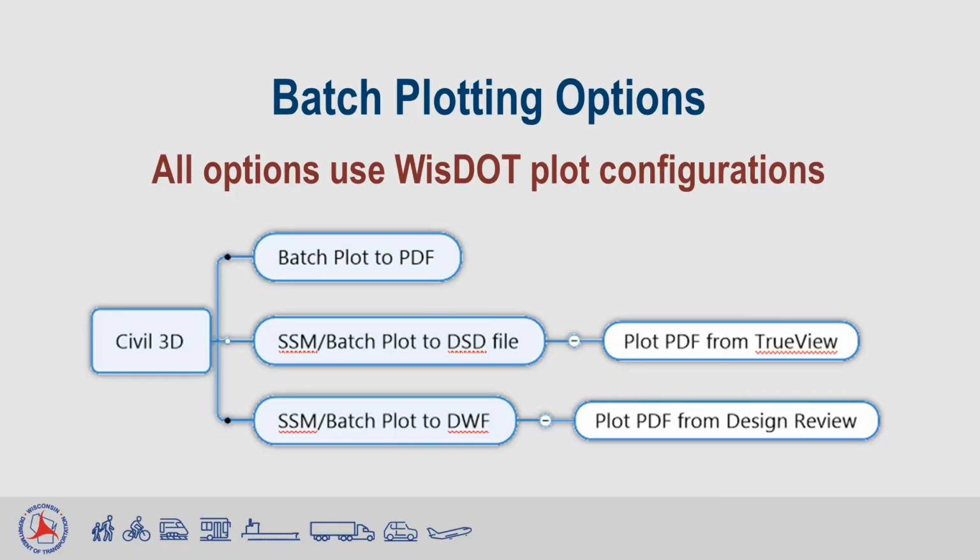So in summary, we have a few different options as far as batch plotting files through Civil 3D using the WisDOT configurations. We can batch plot to a PDF from Civil 3D. We can use the batch plotting out of Sheetset Manager to plot to a DSD file and then plot our PDFs from TrueView for quicker printing. Or we can batch plot through Sheetset Manager to a DWF file and then plot those files from Design Review to PDF. So there are some options depending on your printing preferences. And just to clarify, Sheetset Manager isn't doing the actual plotting. The layouts are being published through the batch plot.